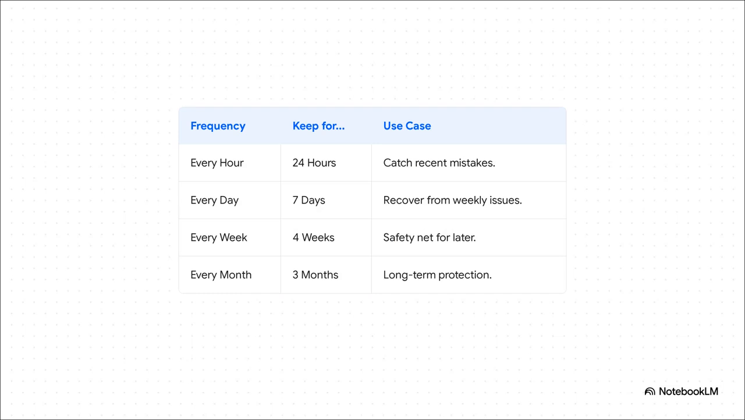Really, the smartest way to do this is with a tiered policy, kind of like this one. The logic is simple. You keep lots of very recent snapshots so you can recover from those immediate oops mistakes, and then you keep progressively fewer older ones for that long-term protection. For most home users, a mix of daily and weekly snapshots is a fantastic, balanced setup.